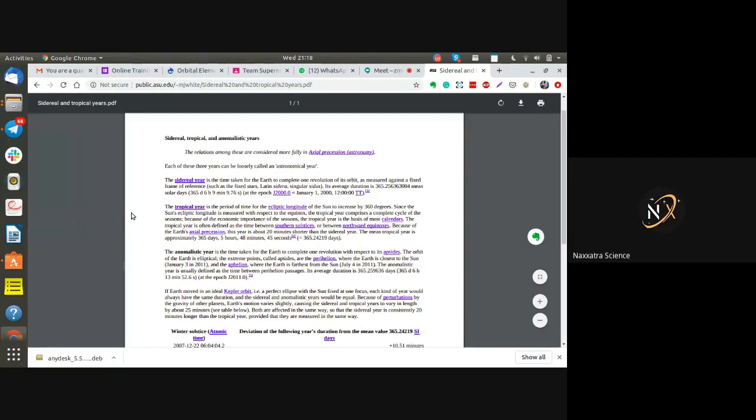So let's go over the definition for sidereal. The sidereal year is the time taken for the Earth to complete one revolution of its orbit, as measured against a fixed frame of reference, such as the fixed stars. It's from the Latin sidera, singular sidus, which means stars. This duration, interestingly, is 365.25 something, and here it's 365.24 something. Here again, it's 365.259, and this is 365.256. These seem really small, and you must be thinking, it shouldn't matter, it's so small.